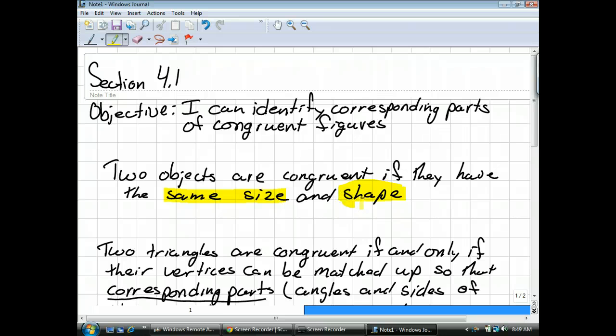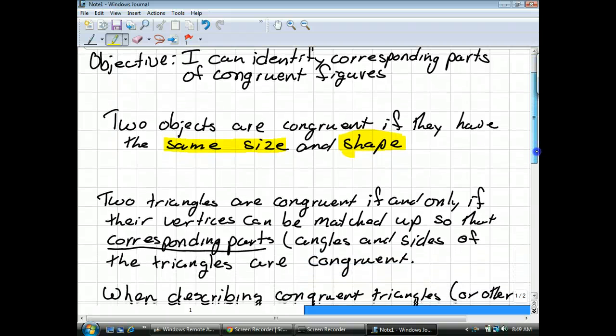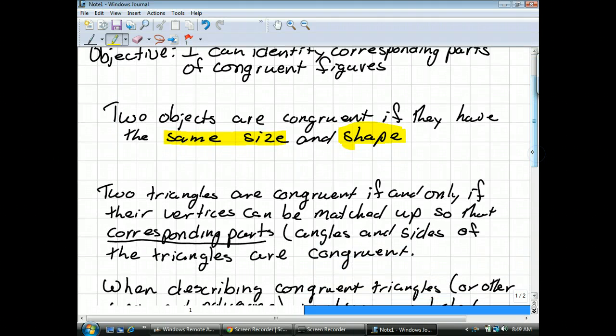Okay? So we have to have those two situations or properties in order to talk about congruence. So we couldn't talk about a triangle and a circle being congruent because they're not the same shape. So to be congruent, we have to be comparing the same shape, and then those shapes have to be the same size in all parts.